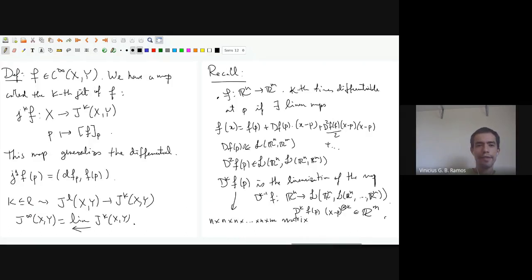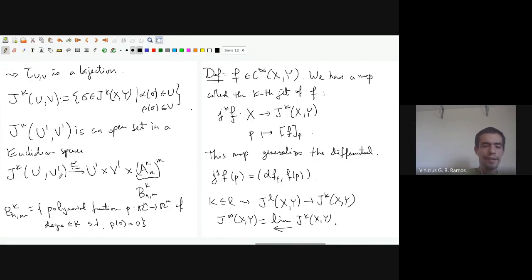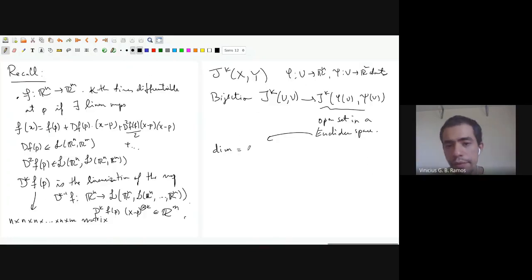Let me go back to see if that helps. This guy here, the set of polynomial functions from Rn to Rm of degree less than or equal to k, is a Euclidean space itself. And then U prime and V prime are open sets in Euclidean spaces. So the dimension is going to be n plus m plus the dimension of this guy. And what's this dimension? Is anybody good at combinatorics here?